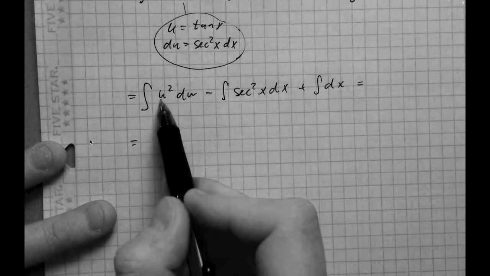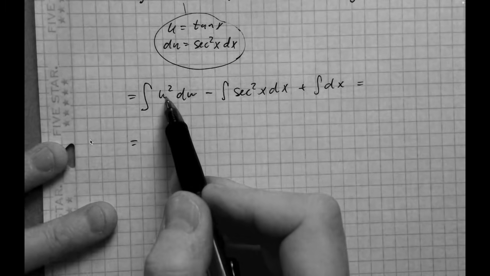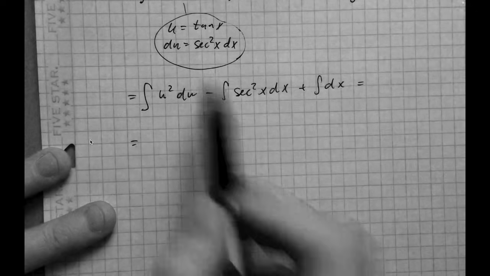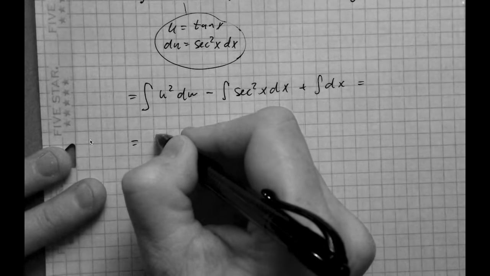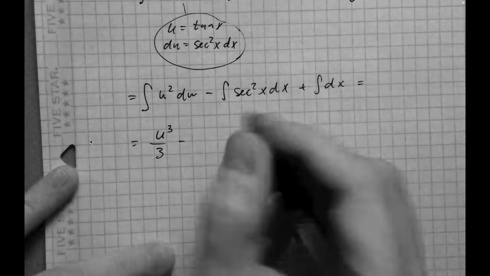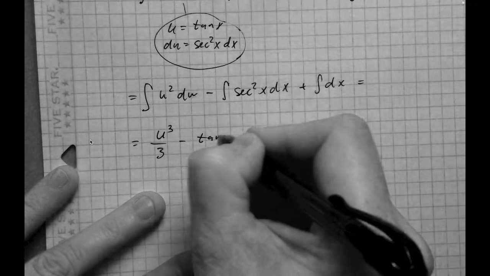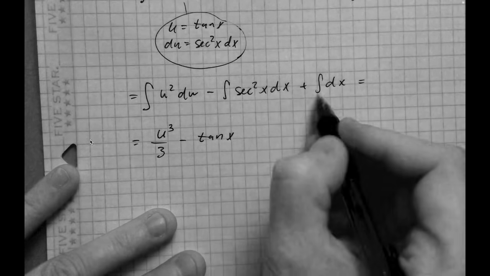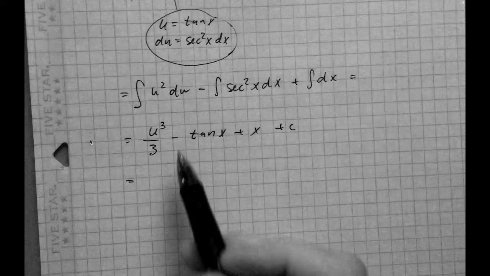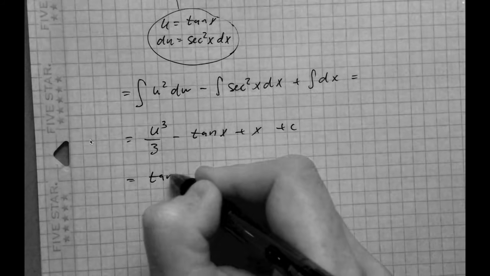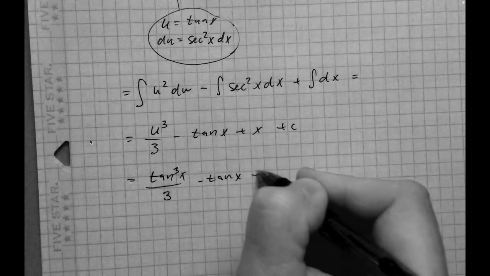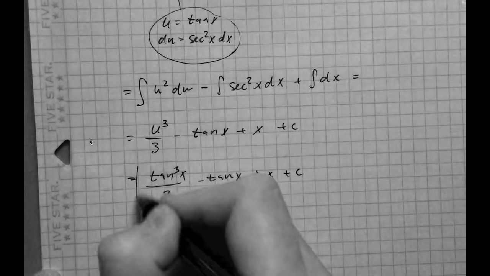And so here this would be 1/3 u to the third power. So I'll just write it since we're kind of learning. I don't want to skip steps. And then this will be minus tan x. And then this will be plus x. Okay, and then let's just lastly toss in the u. So it'll be tan cubed x over 3 minus tan x plus x plus c.